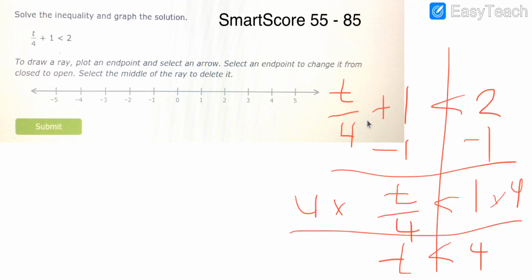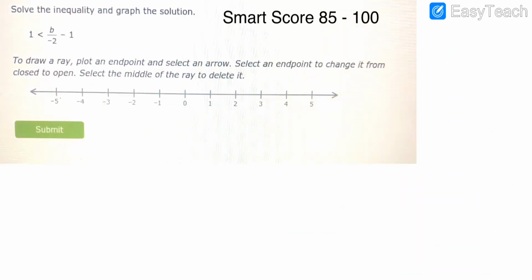Now, the number that we multiplied by here was not negative, so keep that rule in mind. Remember that if you multiply or divide by a negative number, you have to flip your inequality sign. So in this case, t is less than 4. I have my circle at 4. It is open, and I want numbers that are going to go to the left, less than 4. These are the types of questions that will get you up to an 85.